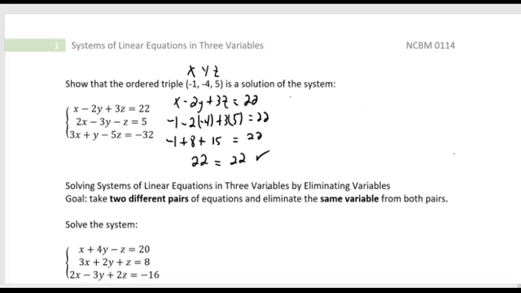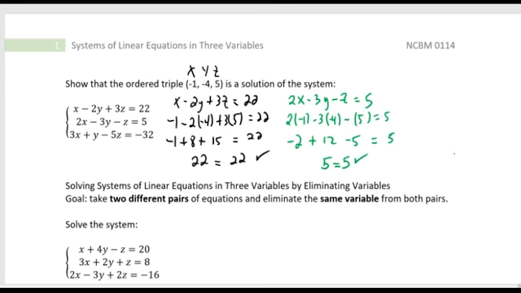The next equation is 2x minus 3y minus z is equal to 5. So if we substitute the values, x is -1, y is -4, and z is 5, we get -2 plus 12 minus 5 equals 5. -2 plus -5 is -7, and plus 12 will give me 5. So 5 is equal to 5, which also satisfies the equation.